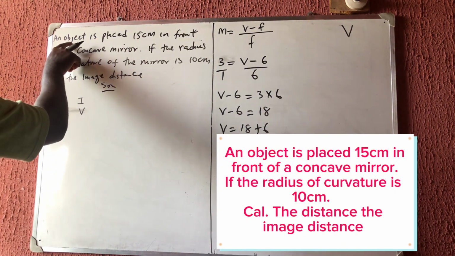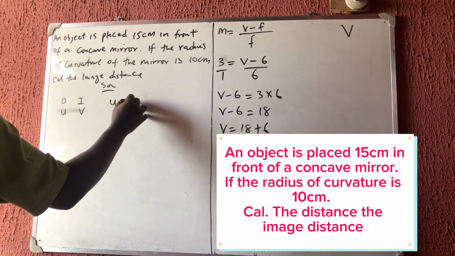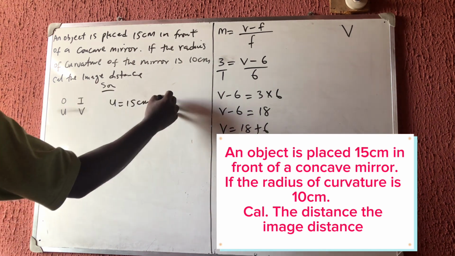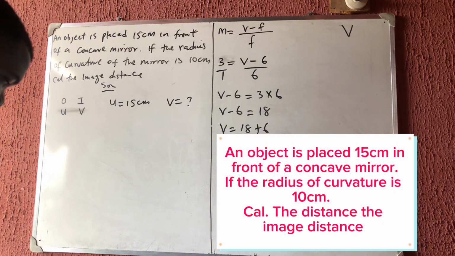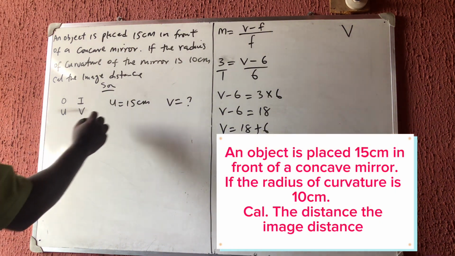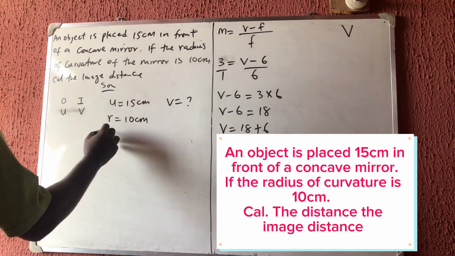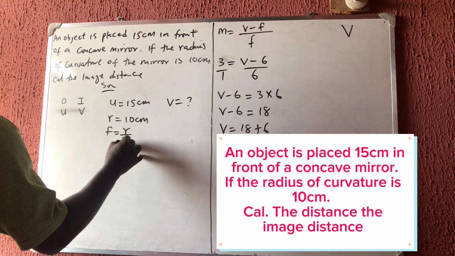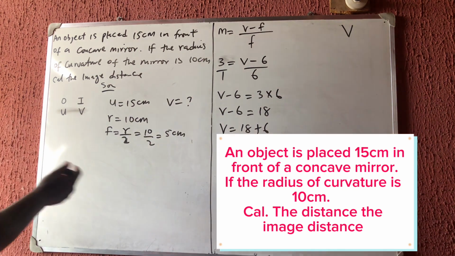They say object, so they are talking about U. So my U here is 15 cm. See how I remember this? They are not asking us for the object, so the V is what we should find. But they gave us the radius, which is equal to 10 cm. I know that my F is equal to half of my R, which is 10 divided by 2, which is 5 cm. I've gotten everything I need.